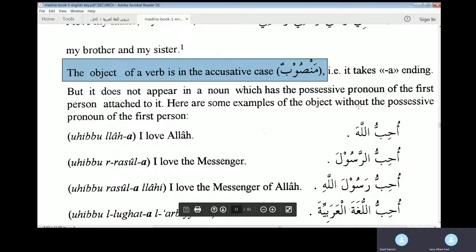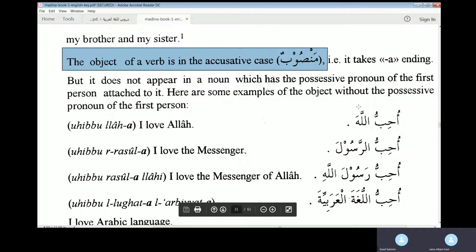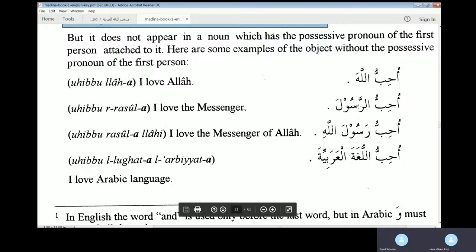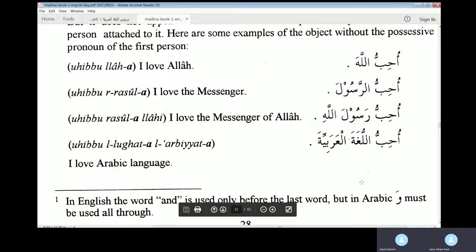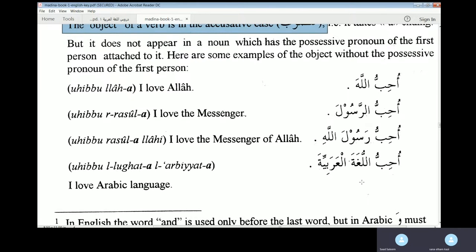Here are some examples of the object without the possessive pronoun of the first person. I love Allah, uhibbullaha. I love the messenger, uhibbur rasula. I love the messenger of Allah, uhibbu rasulullahi. I love the Arabic language, uhibbul-lughat-ul-arabiyya.